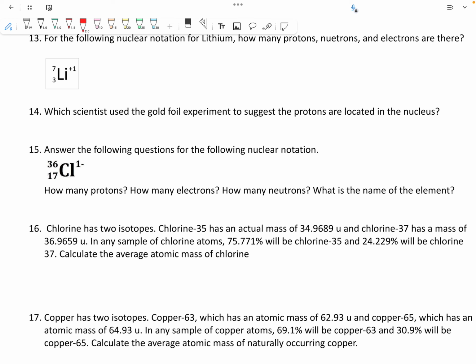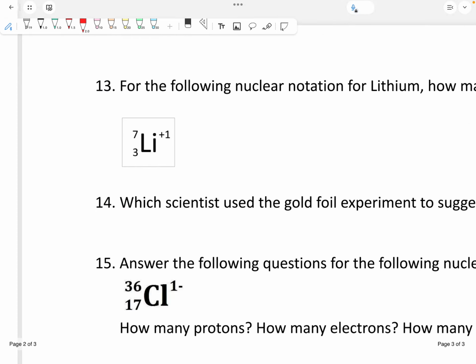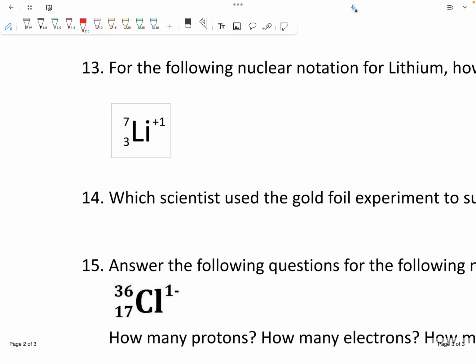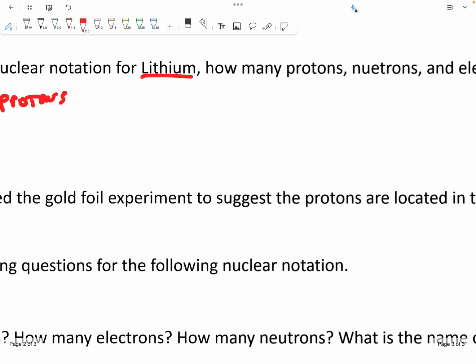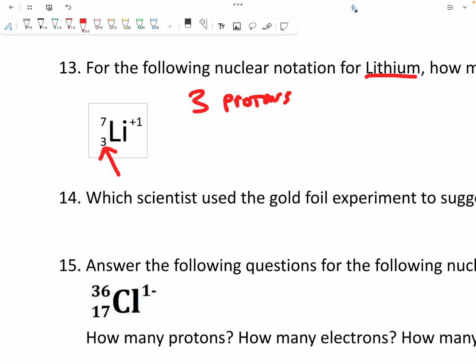All right. For the following, nuclear notation for lithium, how many protons, neutrons, and electrons are there? Well, if you look at this diagram, we see that this is lithium, of course, says the name right there, plus the symbol Li. Number of protons is that number right there. There are 3 protons, all right? And then how many neutrons? Well, that's 7 minus 3. That would be 4 neutrons.